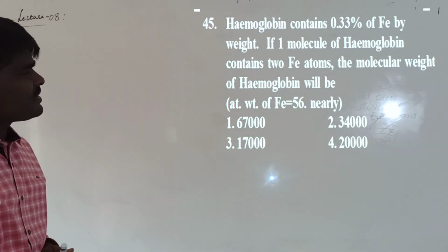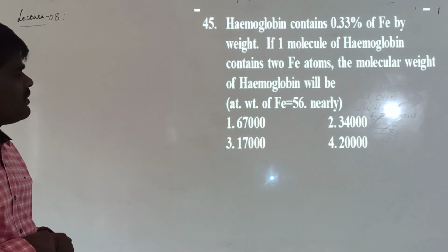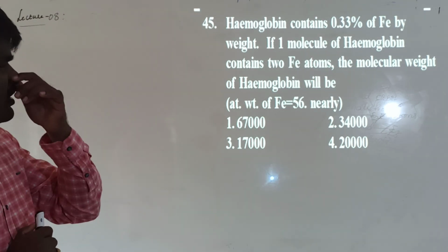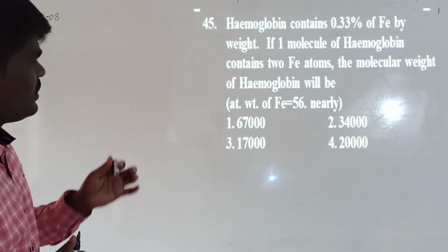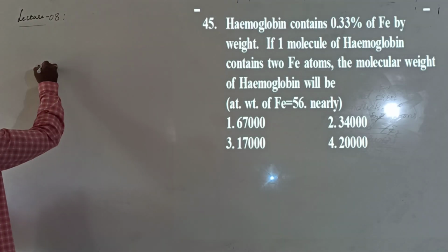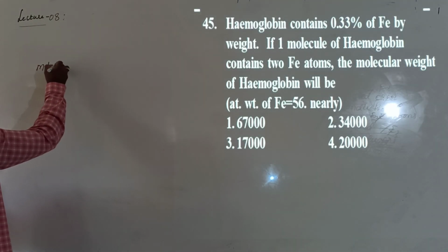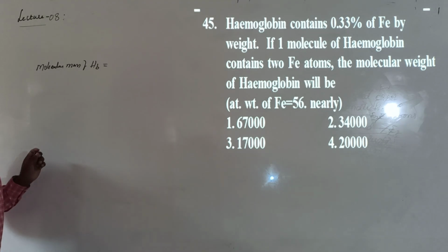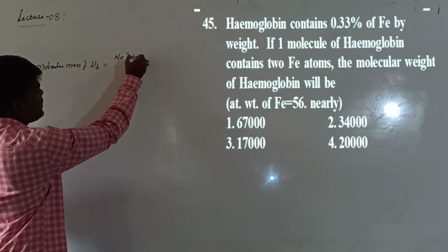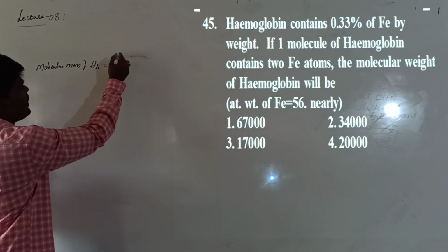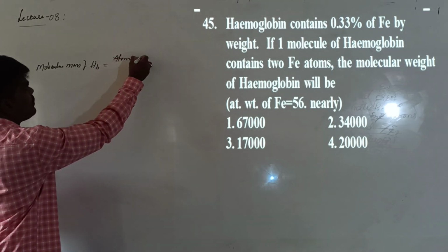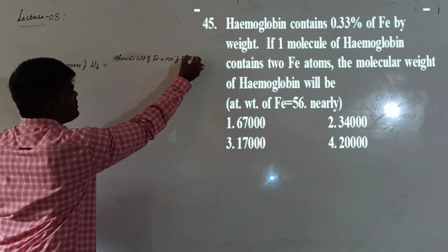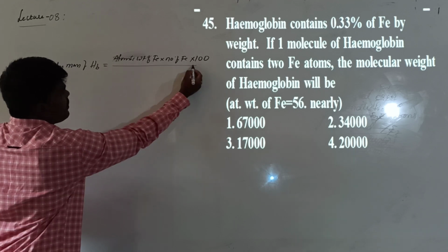Hemoglobin contains 0.33% of iron by weight. One molecule of hemoglobin contains 2 iron atoms. The molecular weight of hemoglobin is. So, this is a question from the concept of minimum molecular mass. From this, the formula is that the molecular mass of hemoglobin is equal to the atomic weight of iron into the number of iron atoms into 100 upon, right?